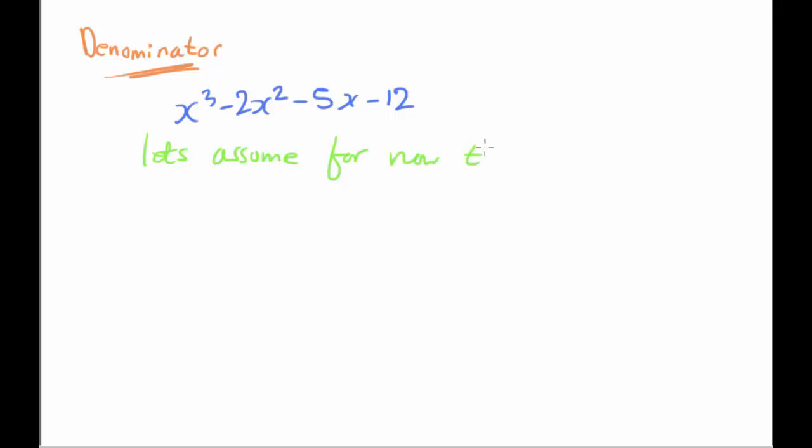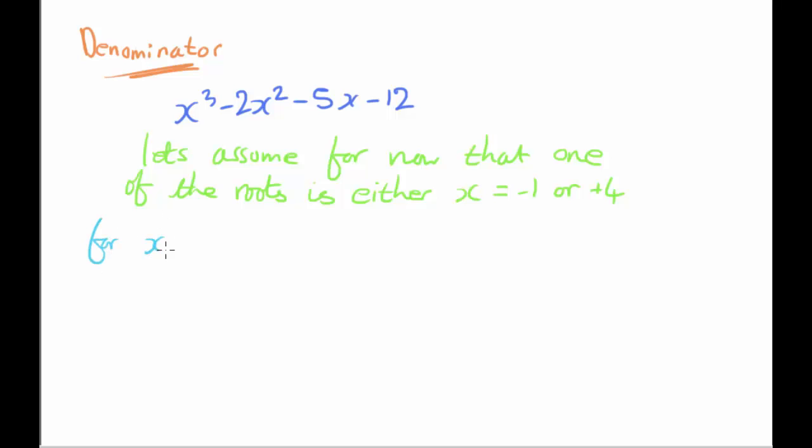So then moving on to the denominator, we get x cubed minus 2x squared minus 5x minus 12. And let's assume for now that one of the roots is either x equal to plus 1 or minus 4. So, or minus 1 and plus 4, sorry. Because the two roots on the numerator are minus 1 and plus 4, so the question is probably going to cancel out one of those values.